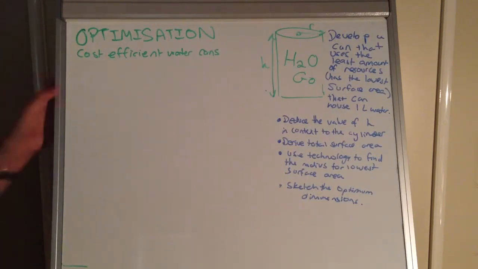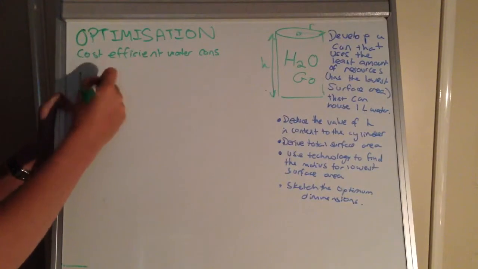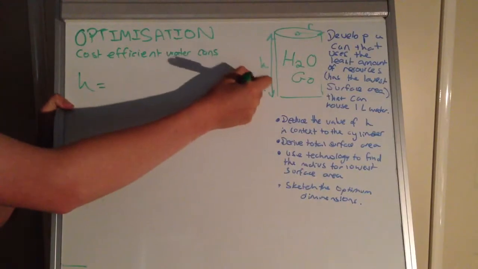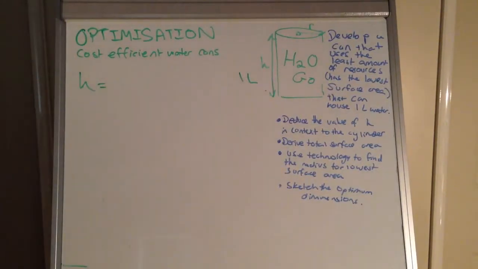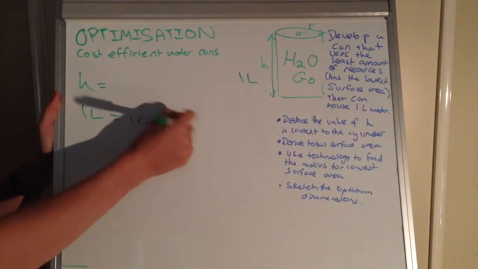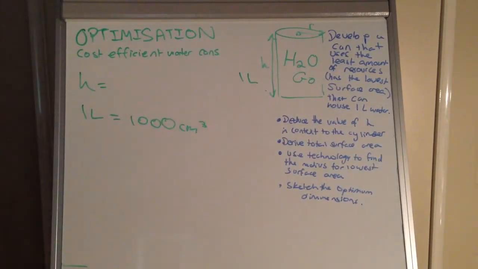Okay, so now what we need to work out first is the value of h in context, and h is obviously going to be the height. Something important to consider is that the volume of this is 1 litre, and it's good to be able to work with centimetres because we're not talking about metres here. It's not like it's a 10 litre or 20 litre set of water, we're just looking at 1 litre, so we know we're generally going to be working with centimetres. So 1 litre equals exactly 1,000 centimetres cubed.